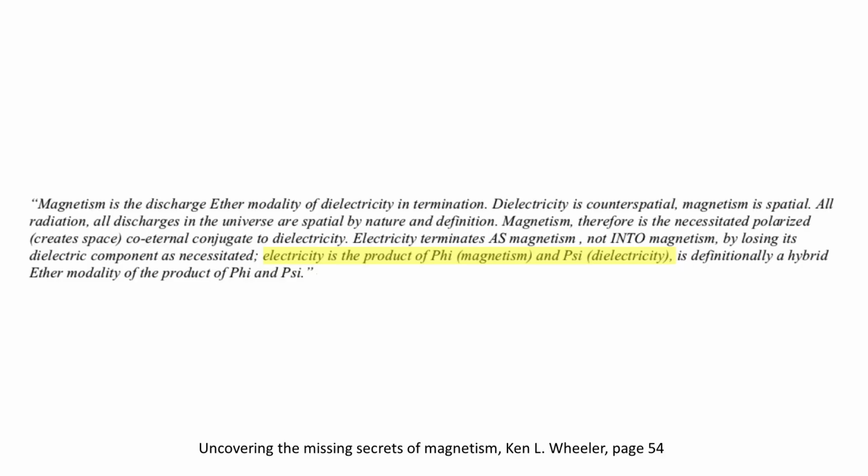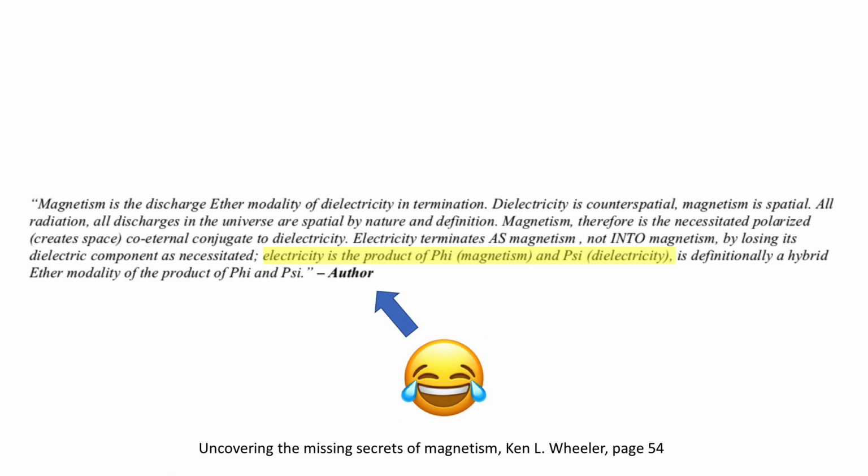What can we tell from this? Well, not much, until we do a bit of digging, and maybe we should refer to his book. In Ken's book, he inserts a quote which contains the line, "Electricity is the product of phi, or magnetism, and psi, dielectricity." I wonder who said those wise words. Oh yes, he quotes himself. But anyway, from this we find out phi is magnetism, psi is dielectricity, and Q is electricity, which aren't nebulous definitions at all.